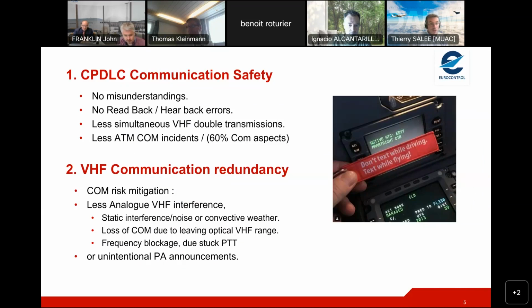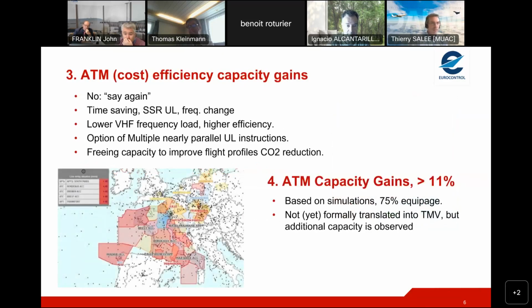We have also, in terms of redundancy, the fact that CPDLC allows us to be less sensitive to VHF interference, due to weather, to other kinds of interferences, loss of connectivity due to aircraft being too far from the VHF station, stuck push-to-talk button, or other kinds of problems that may exist in the daily life, let's say, of the controllers.